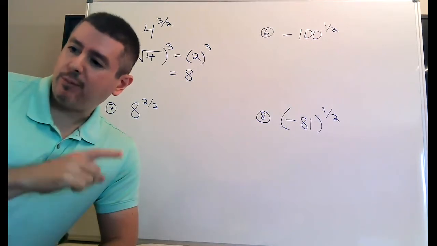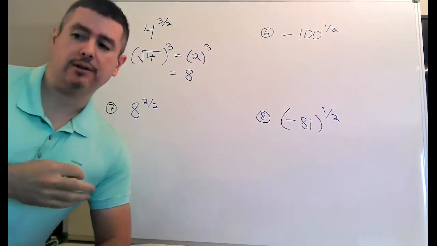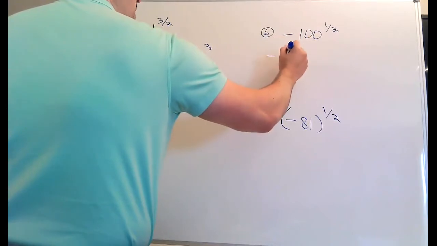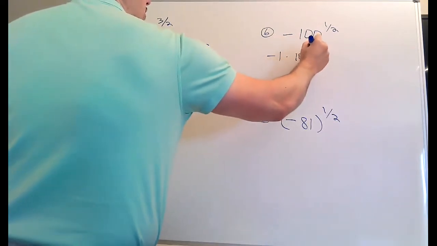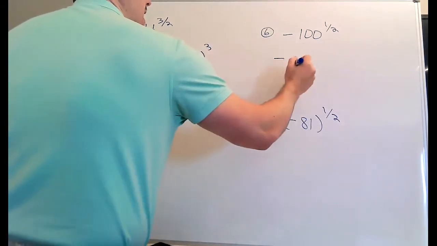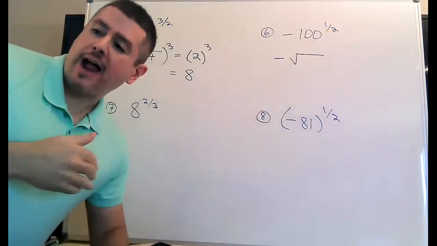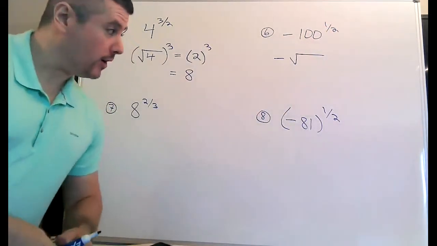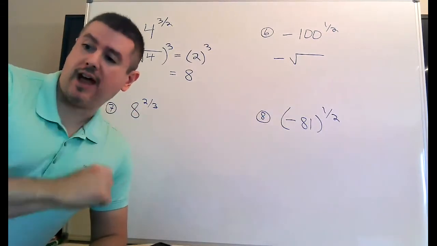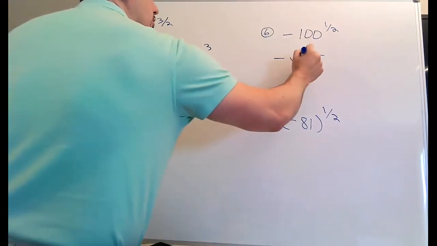One of them, though, has parentheses, and the negative is there with the number inside the parentheses. One of them doesn't. Now, I want you to think of this one as -1 times 100 to the half. If you think of it like that, you won't make the mistake. You've got to keep that negative there. You're doing 100 to the half power, not -100 to the half power. Here, you're doing -81 to the half power. Here, you're just doing 100 to the half power. The negative is waiting for you to do that.